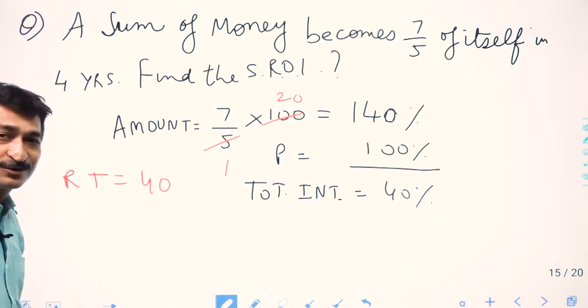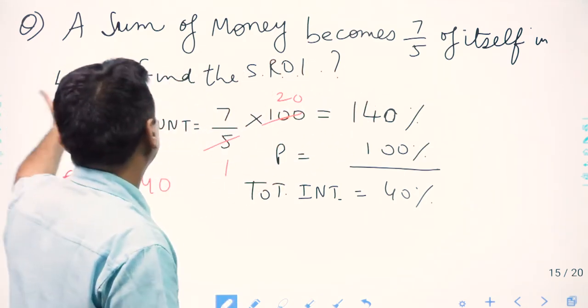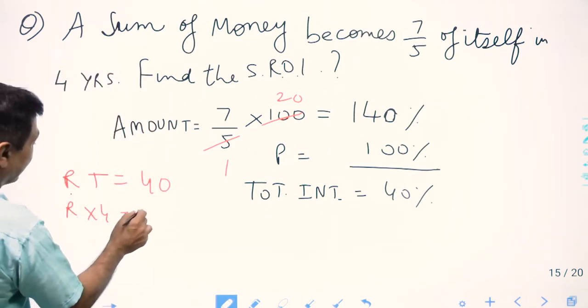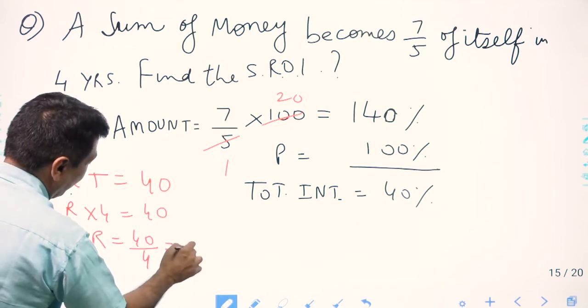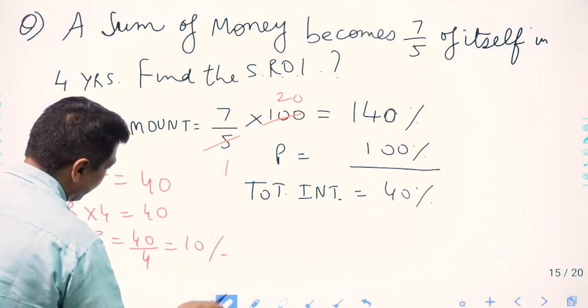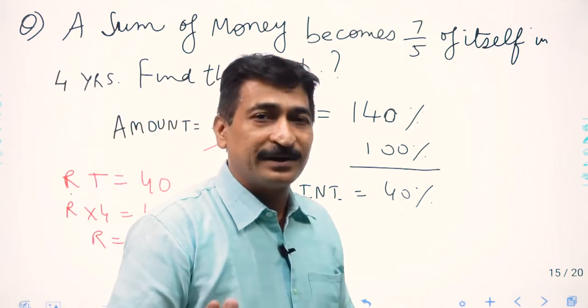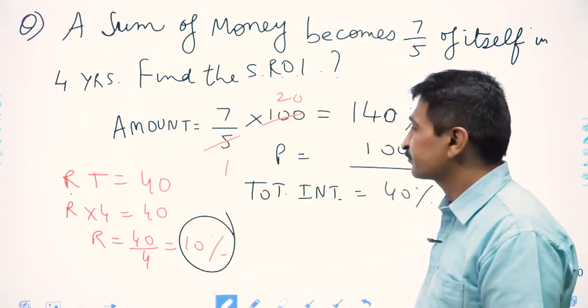RT is equal to 40%, जिसमें से एक चीज दी हुई है, R दिया क्या, T दिया? 4 years टाइम दिया हुआ है. So, R into 4 is equal to 40. So, R is equal to 40 divided by 4, that means 10%. आपका क्वेश्चन सॉल्व हो गया. इतना बड़ा क्वेश्चन, ना तो कोई फॉर्मूला, ना कोई ट्रिक, चुटकियों में ढेर.